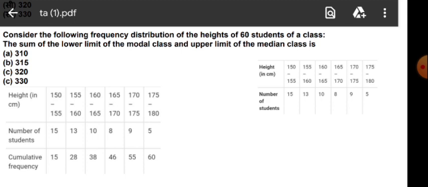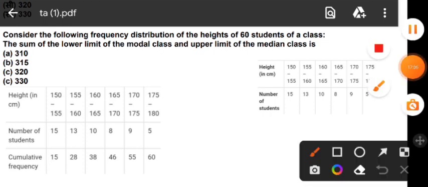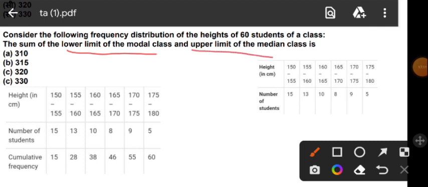The following frequency distribution is of the height of 60 students of a class. Find the sum of the lower limit of the modal class and the upper limit of the median class. Here the cumulative frequency is given, and if you are not getting the cumulative frequency, then you can write it like this. 15 plus 13 is 28, 28 plus 10 is 38, and so on, and you can easily find the cumulative frequency, right?